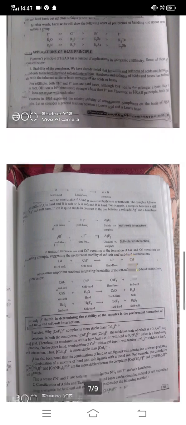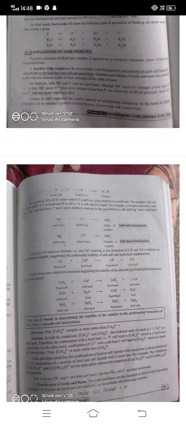Applications of HSAB principle. Pearson's principle of HSAB has a number of applications in inorganic chemistry. Some of these are discussed below. First application is stability of the complexes. We have already noted that hardness and softness of acids and bases are related only to hard and soft interaction. Hardness and softness of acids and bases has nothing to do with the inherent acidic or basic strength of the acid or the base.